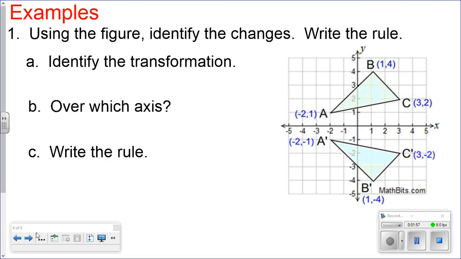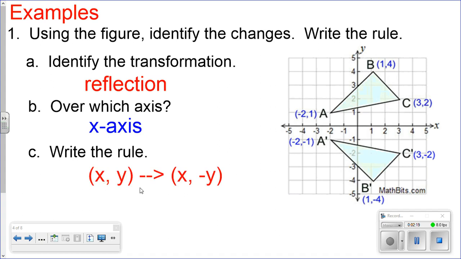So using the figure, identify the changes and write the rule. So we look at this figure, and point B is up here in quadrant 1, and B prime is down here in quadrant 4. So that means it's a reflection. And it went from 1 to 4, so you can see that's over the x-axis. So our rule goes from x, y to x, negative y.